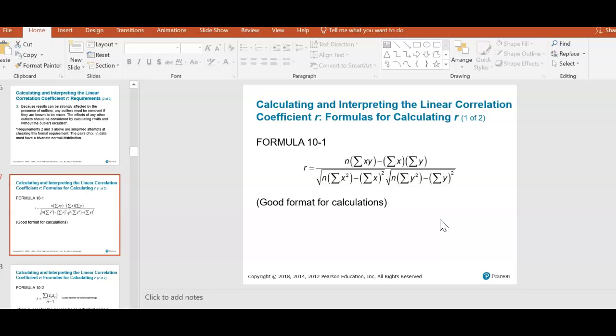Here is the formula for calculating R. It's n times the sum of the xy minus the sum of the x times the sum of the y, divided by a big square root of n times the sum of the x squared minus the sum of the x quantity squared, times the square root of n times the sum of the y squared minus the sum of the y quantity squared. This is a ridiculous formula. I have worked a few of these out by hand in my time. It's not as awful as it appears, but there's also no reason to do it when you can get the R value from technology very, very quickly.